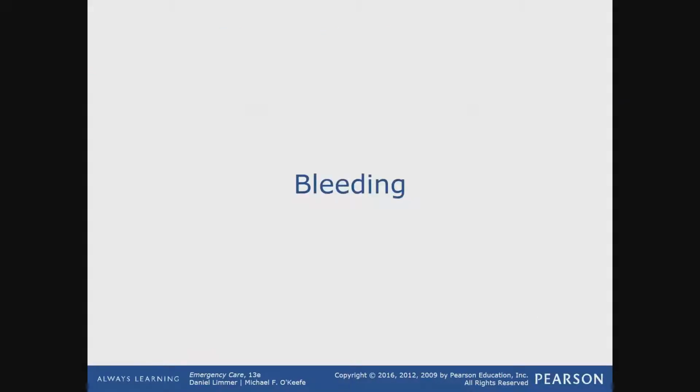So now we're going into bleeding. We have three different types of vessels, right? We have the arteries, we have the veins, and we have the capillaries. That means that we have three different types of bleeding, or ways to bleed.